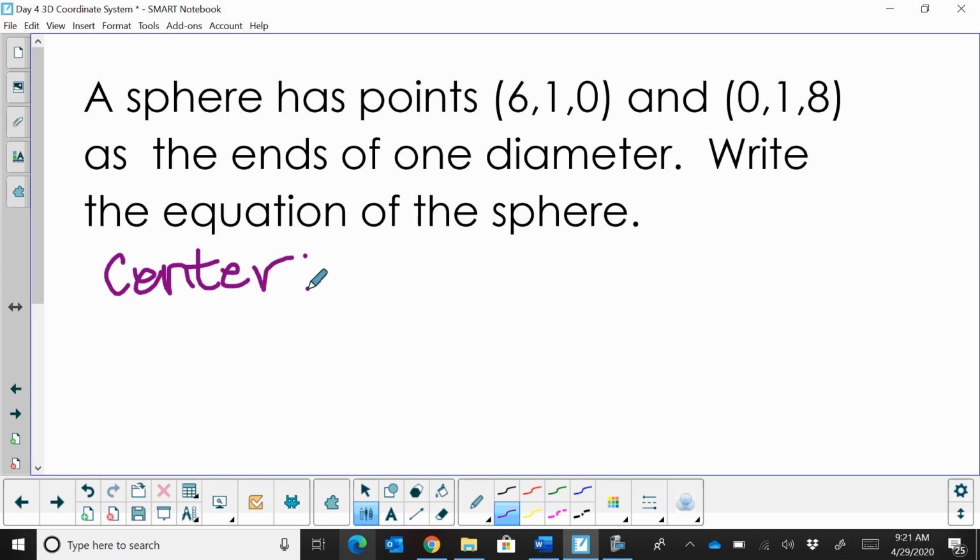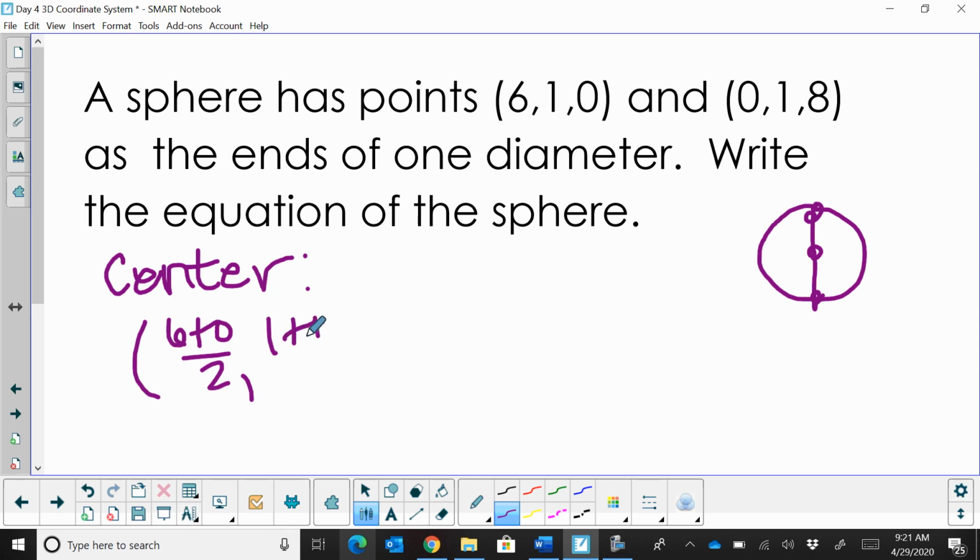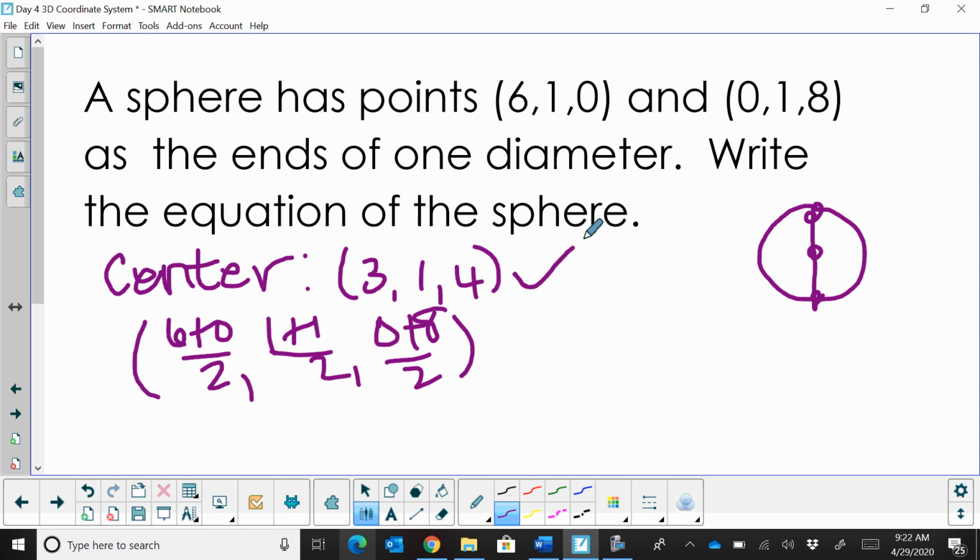So the first thing I'm going to do is find the center. How do you find the center between the endpoints of a diameter? Think about a circle and the endpoints of a diameter. I need the middle, so I need to use my midpoint formula. To find the center, I'm going to take (6 plus 0) divided by 2, (1 plus 1) divided by 2, and (0 plus 8) divided by 2. And so my center ends up being (3, 1, 4). So there's the center of my sphere.